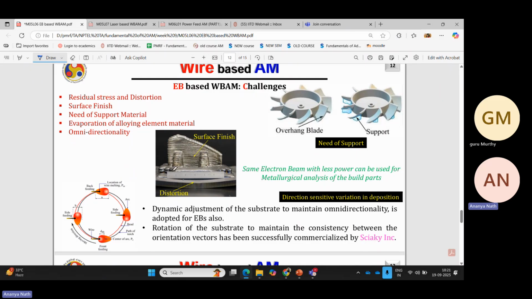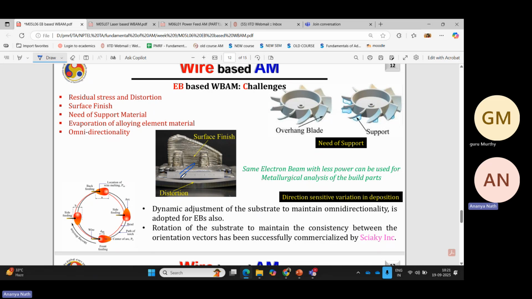Another is the surface finish, because here it's a wire based method, so the layers will be prominent. So you have to go for post processing after the part. Now in case of WAAM process, we have learned about the hybrid additive manufacturing process, where just after the deposition you can go for the milling operation and get rid of this undulated surface inside the machine.